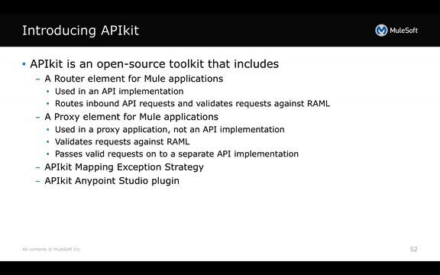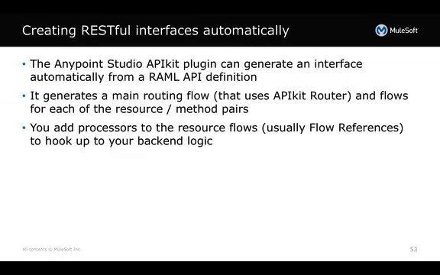We'll also include an APIkit mapping exception strategy in this toolkit and an APIkit Anypoint Studio plugin to allow our API development to be seamless. So to create RESTful interfaces automatically, rather than previously as we did manually, the Anypoint Studio APIkit plugin can generate an interface automatically from a YAML API definition that we provide. It'll generate a main routing flow where all requests can come in, and then a flow for each resource and method pair that main flow can route to. You can then add processors to the resource flows. Often you'll do something called flow references, which will call into some form of backend logic.